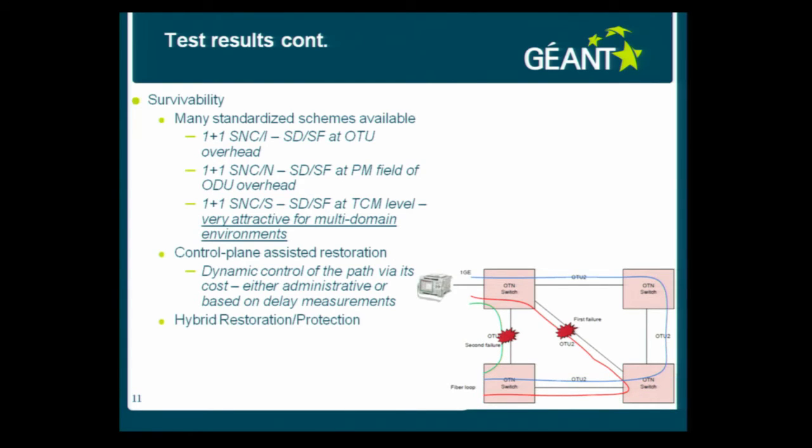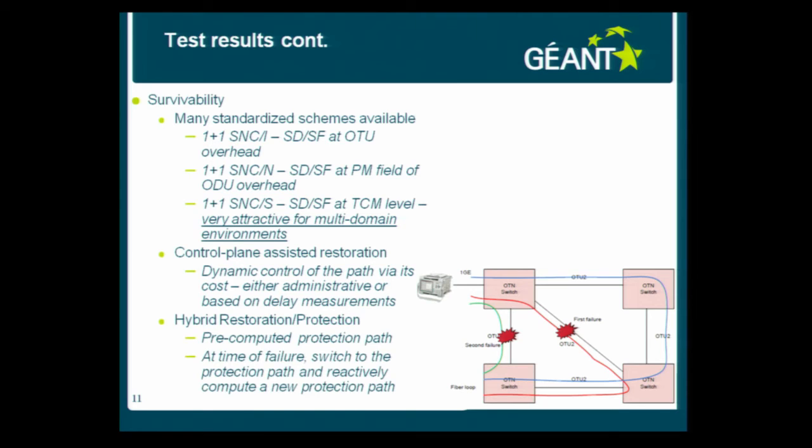And there was also a very interesting hybrid protection/restoration scheme that was illustrated, where there is a pre-computed protection path, and when a failure happens in the working path, the traffic is switched to the protection path, of course, and at the same time, dynamically, the control plane will provision another protection path. So at any time, the working path will always have at least one protection path pending for possible usage. It all happens basically automatically. You don't really need to do anything in the network. Things are set up automatically.